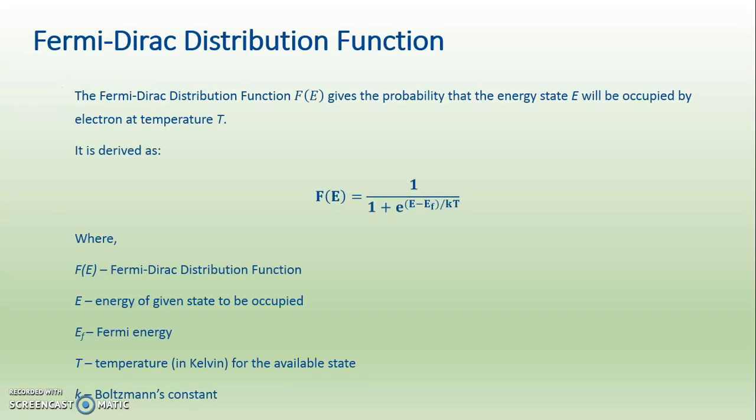Now depending on this equation, see that equation again: f of E is equal to 1 upon 1 plus e raised to (E minus EF) upon kT. This is the Fermi-Dirac distribution function. From this function, three cases arise. Those three cases we'll see.